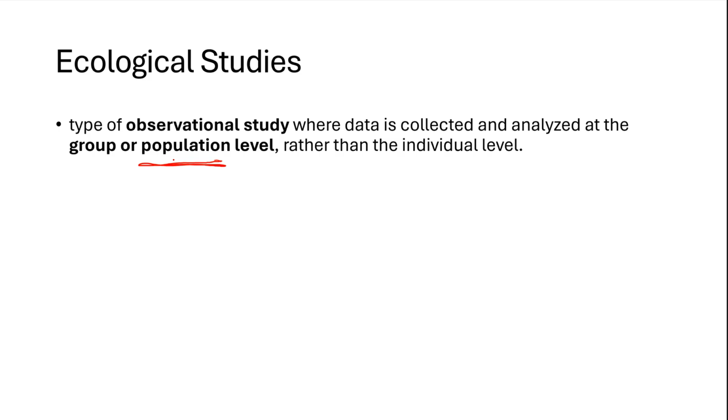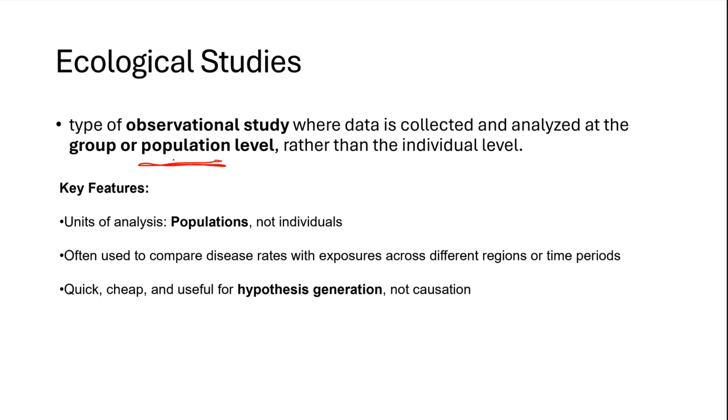Where you'll be asked about this on test day are the key features. Why is this important? Well, the key features of this is obviously it relates to a giant population more so than just one individual. It often is used to compare diseases with different exposures across different regions, whether those regions be in the same country or different parts of the world, or different time periods, such as the 1980s versus the 1920s. This is also quick, cheap, and useful for hypothesis generation, not just causation.